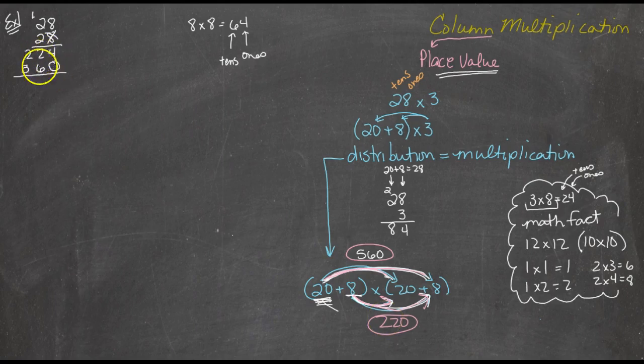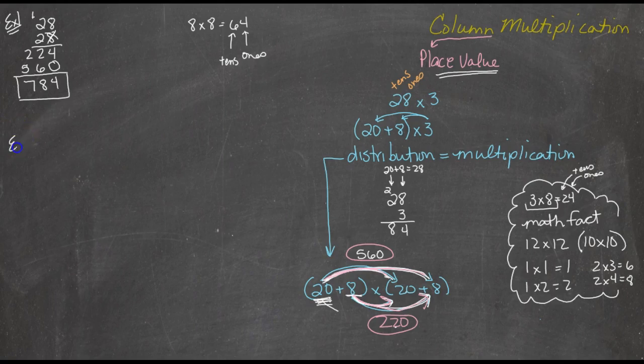And so luckily I've already set my numbers up in rows. So all I have to do is add using column addition. 4 plus 0 equals 4. 2 plus 6 equals 8, and 2 plus 5 equals 7. And so if I add these two numbers together, I get 784. So 28 times 28 equals 784.